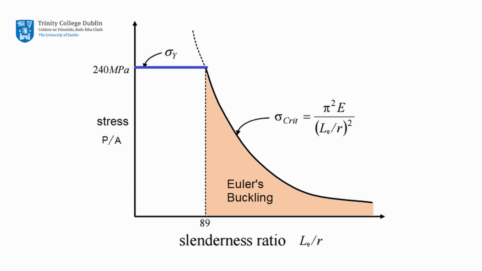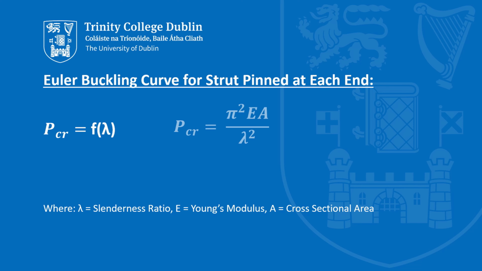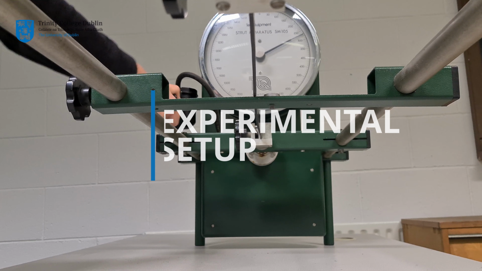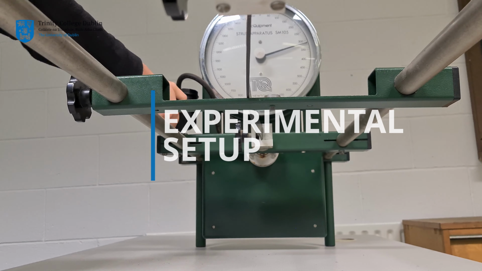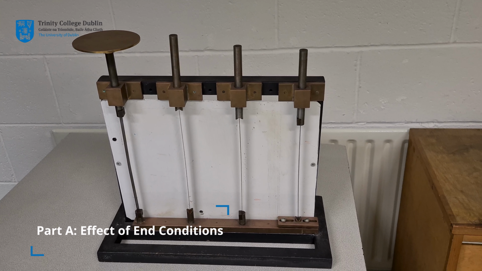The Euler buckling curve shows the relationship between the slenderness ratio and critical buckling load. For a column pinned at both ends, it is as shown. This lab is split into two parts using two different pieces of equipment. Firstly, we will use the small buckling rig to observe the effects of the support conditions on the buckling shape.